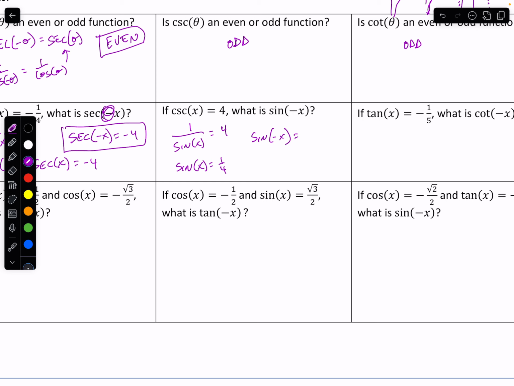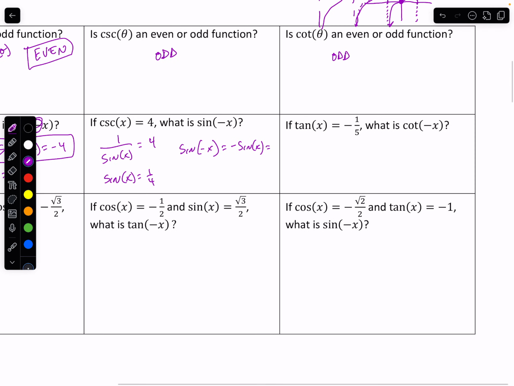So sine of negative x equals negative 1/4, because sine is odd. I could write it this way: sine of negative x is equal to negative sine of x. And we know from down here that sine of x is equal to 1/4. So then this is equal to negative sine of x, which is negative 1/4.